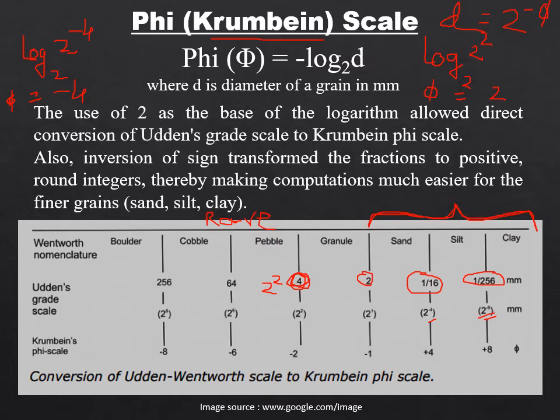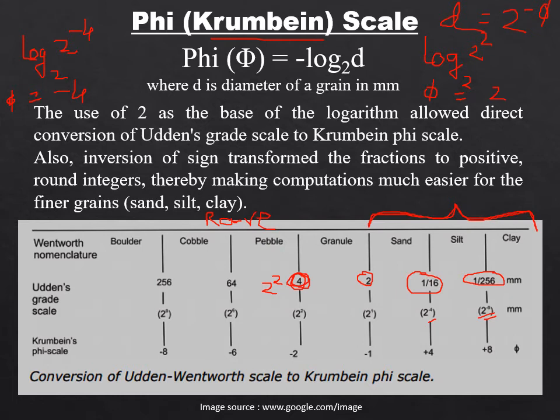mathematical calculations become easy. But in the latter half of the 20th century, when computers, calculators, laptops, and also mobiles became very much available to people, people again went back to the Udden-Wentworth grade scale, because nowadays whenever we put 1 by 16 and 1 by 256 in a calculator or computer, within a fraction of a second it gives us the result. So calculation becomes much easier.